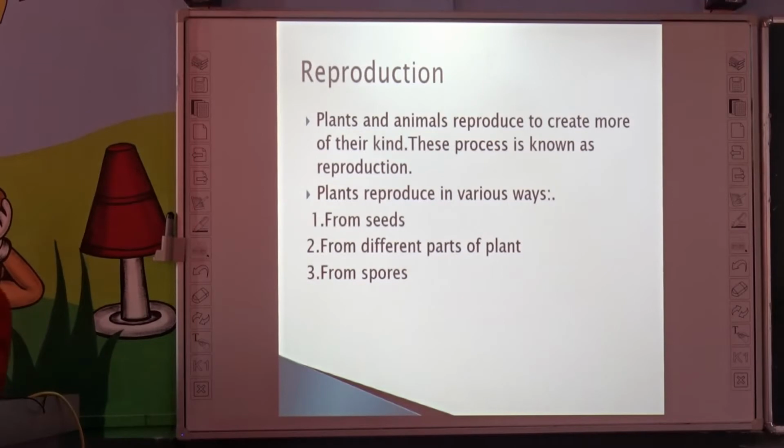Plants and animals reproduce to create more of their kind. This process is known as reproduction. Plants reproduce in various ways: from seeds, from different parts of plants, and from spores, they will reproduce another plant.